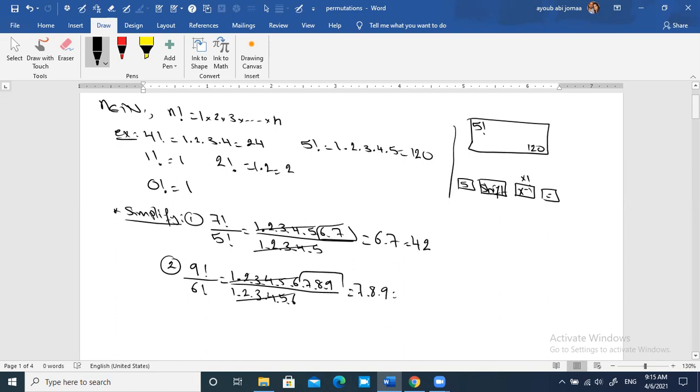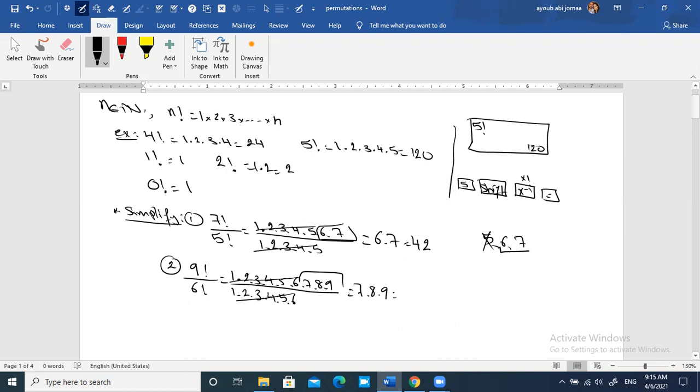Right. Look here, to simplify mentally: 7 factorial over 5 factorial, the answer is 6 times 7. The first integer after 5 is 6. So you start from 6 until you reach the number 7. So 6, 7. The first integer after 5 is 6, so 6 times 7 only.